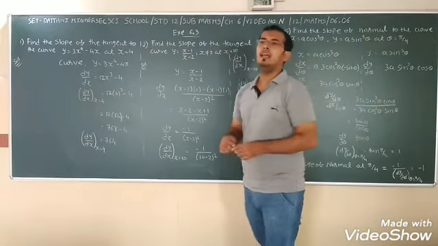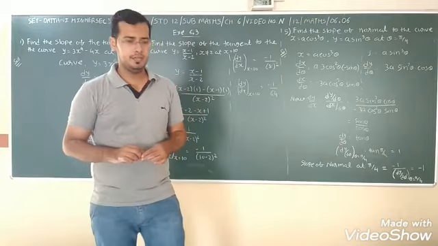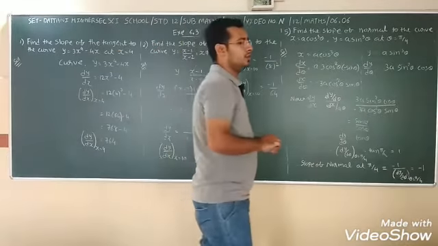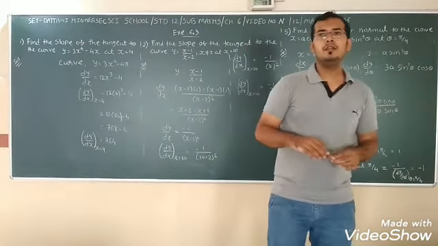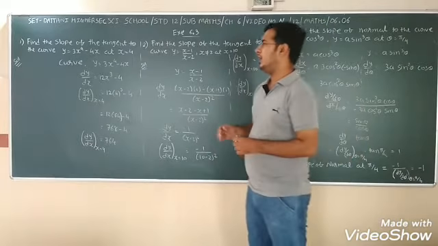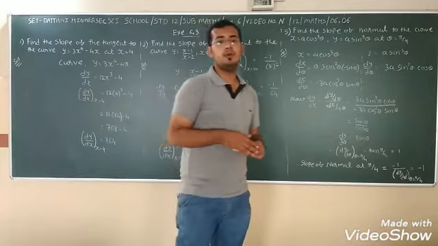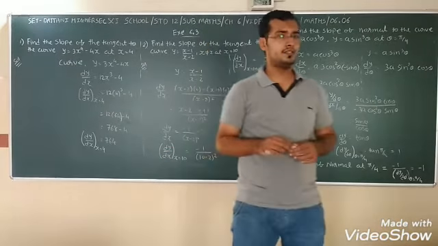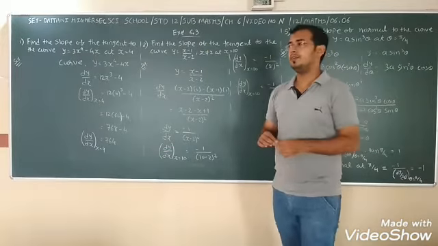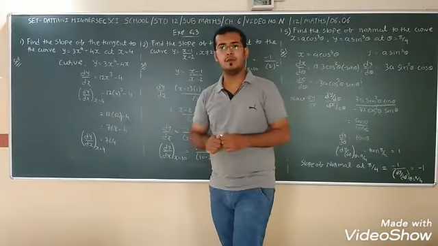Hello students, in our previous video we learned the theory of normal and tangent, and also how to find the angle between two curves. There is a formula for the tangent: the slope of the tangent is f dash x0, and the equation is y minus y0 is equal to f dash x0 into (x minus x0).